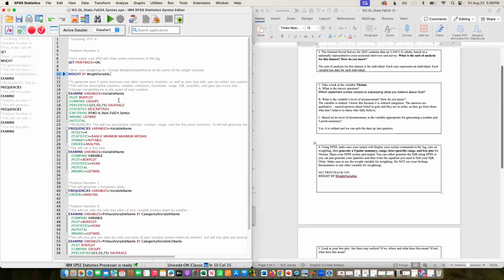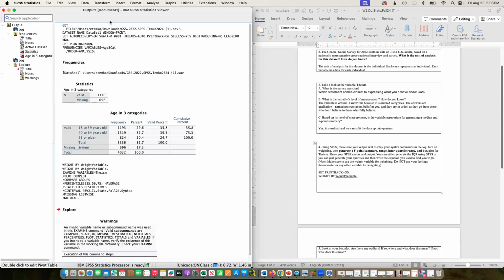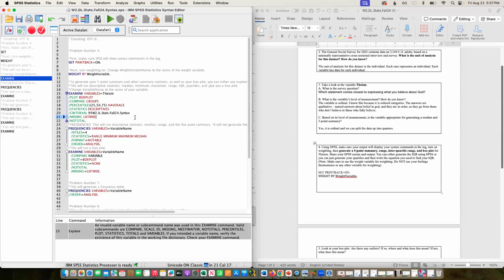If we look at here, this one, I'm going to change the variable name to the variable I'm interested in, which is theism. And I can click run. Okay, that gave me an error. It looks like I mistakenly posted the name of this file here. Sorry. I'll make sure that you have the right one. That should just be a 95 on this line.